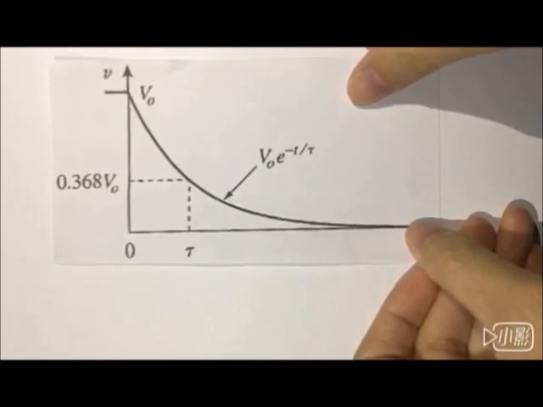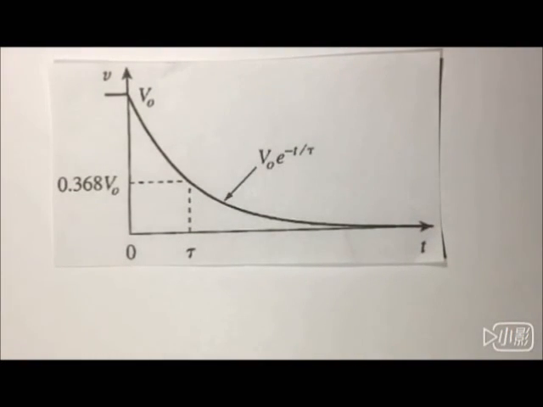Here is the graph of the voltage response of the RC circuit. When t increases, the voltage decreases towards 0. The rapidity with which the voltage decreases is expressed in terms of the time constant, which means that when t is equal to the time constant, V is equal to 0.368 V0.